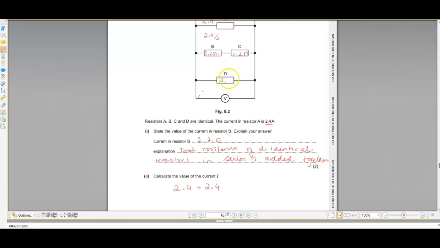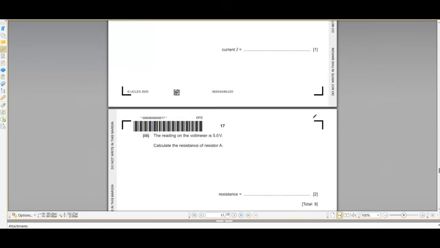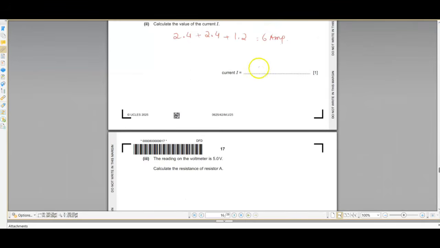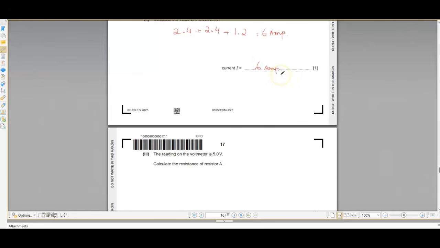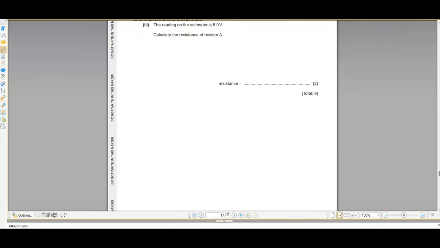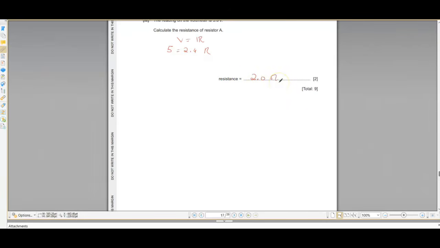This 2.4 is going to go over here as well now. Moving forward. Three: the reading on the voltmeter is 5 volts. Calculate the resistance of resistor A. V is equal to IR. V they have given us to be 5 and the current was 2.4. So 5 divided by 2.4 is going to give us a resistance of 2 ohms.